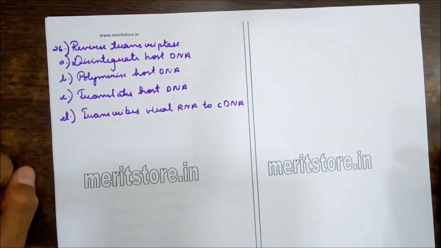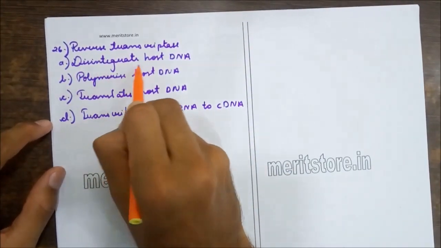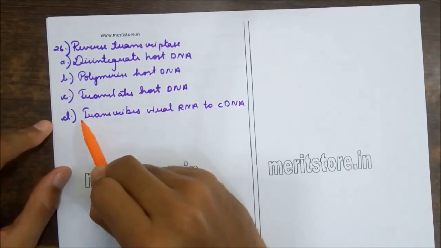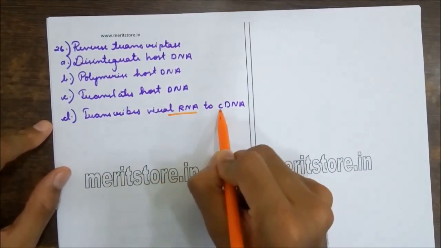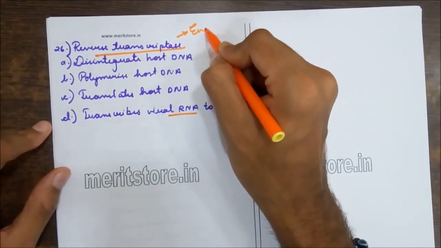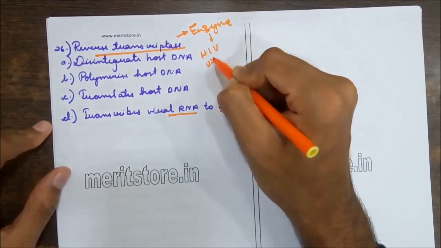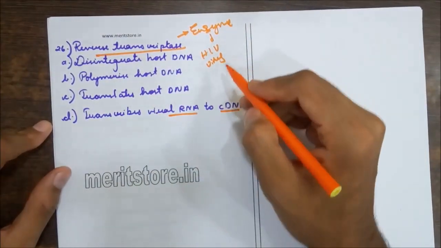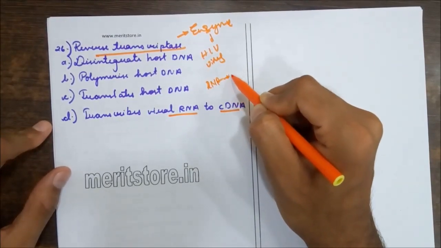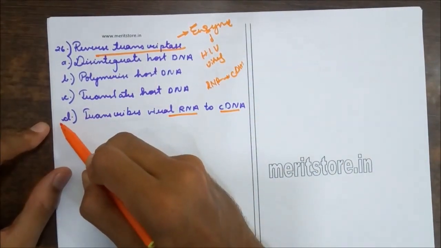Question number 26. Reverse transcriptase. A. Disintegrates host DNA. B. Polymerizes host DNA. C. Translates host DNA. D. Transcribes viral RNA to cDNA. You should know that reverse transcriptase is the enzyme present in HIV virus, which causes transcription of RNA into DNA. So option D is the correct answer.